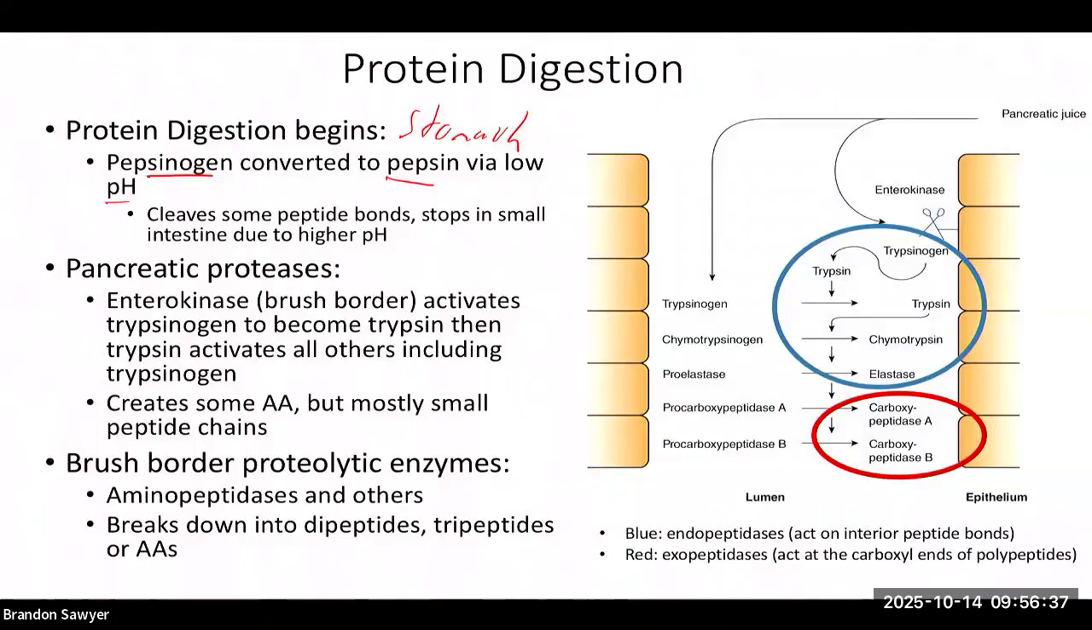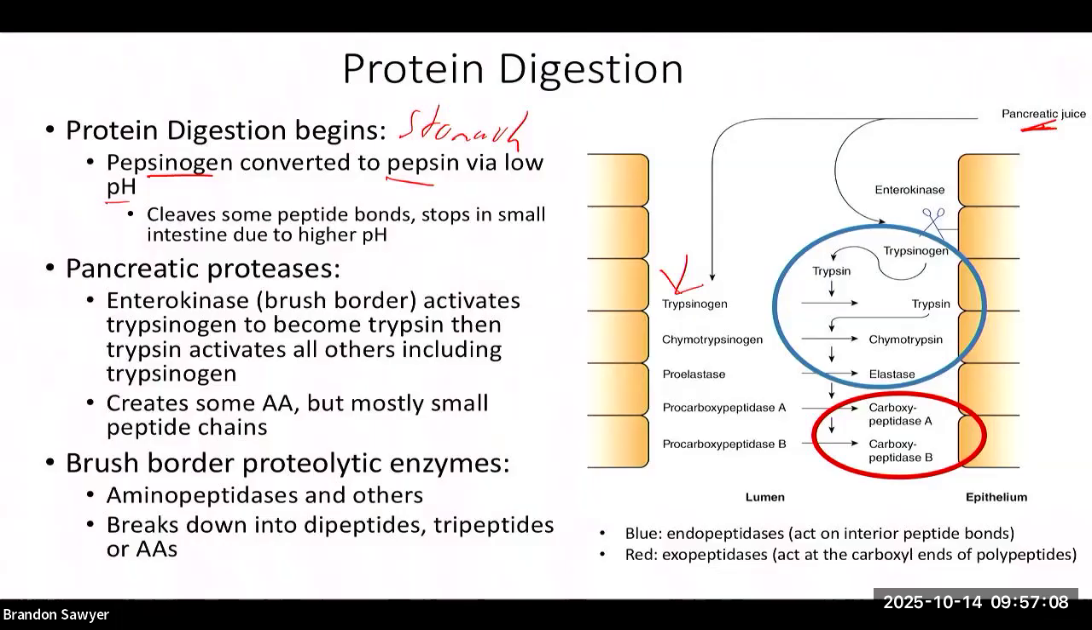We have all of these different pancreatic proteases. A protease is just an enzyme that breaks down proteins. There are lots of different ones released in the pancreatic juice, and those are all shown here. We also have some that are brush border proteolytic enzymes. The key to understanding this is that they're not sitting in those pancreatic cells in their active form. They need to be activated when they get into the small intestine.